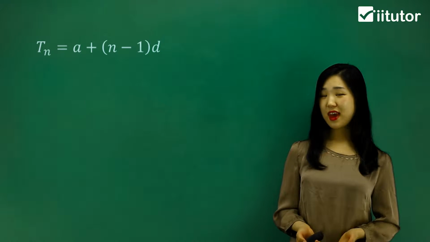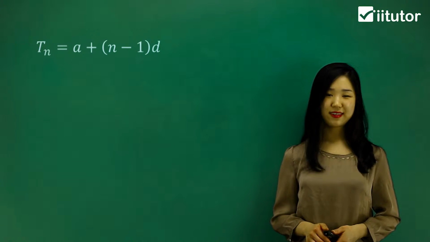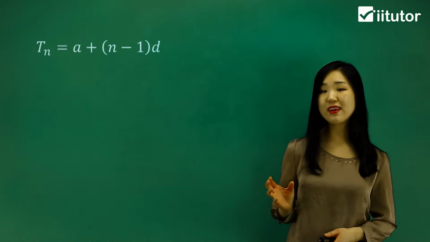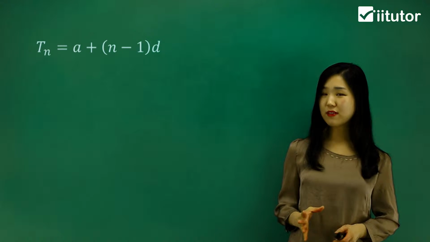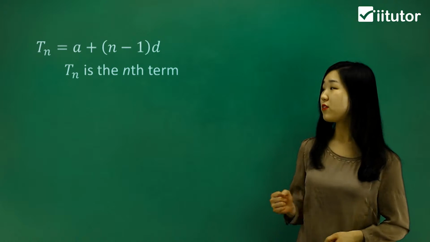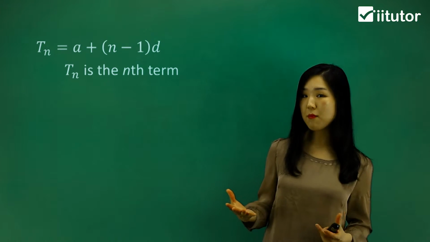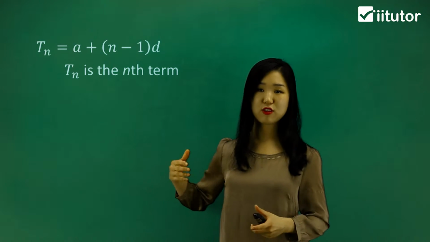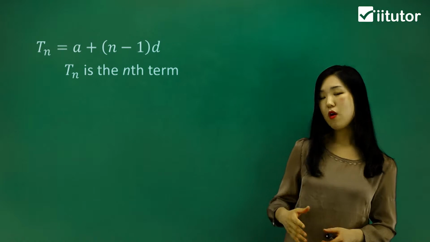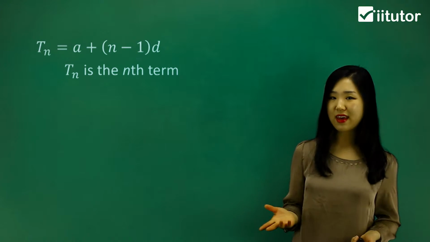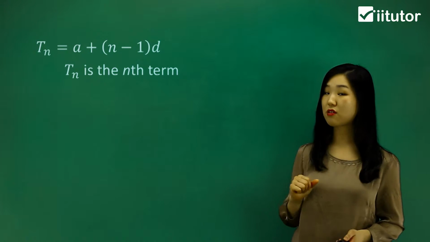We are going to be looking at the rule of an arithmetic sequence. Now I've got the rule here for you, and this is the rule specifically for Tn. Tn represents the nth term. So if I want maybe the fifth term, I'd sub in 5 into n, so I can get the fifth term. Or if I want the 20th term, I'll sub in 20 into n, stuff like that. So Tn represents the nth term.